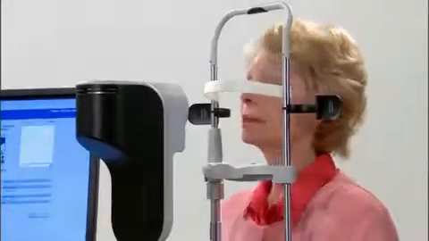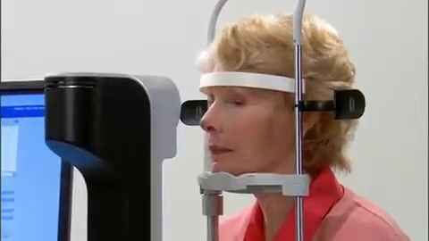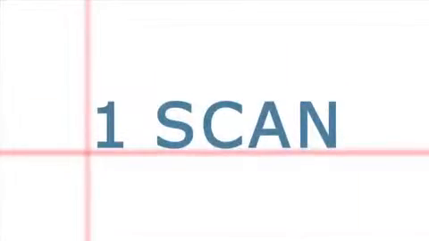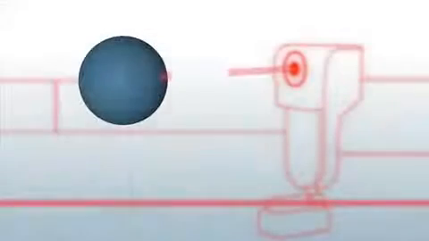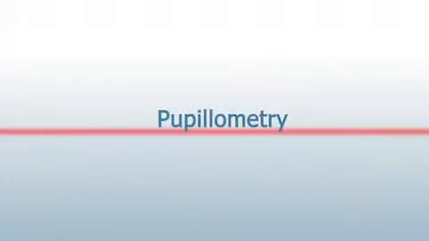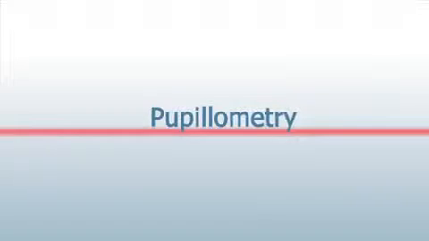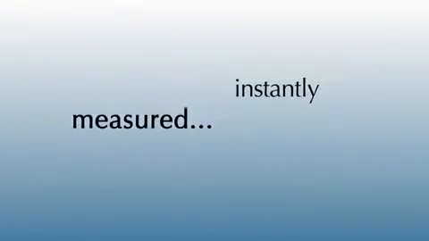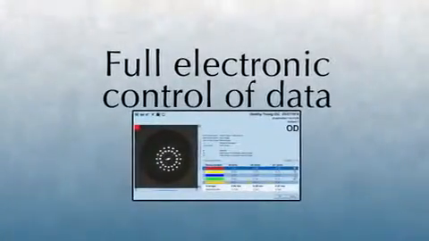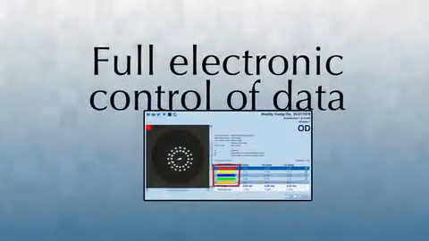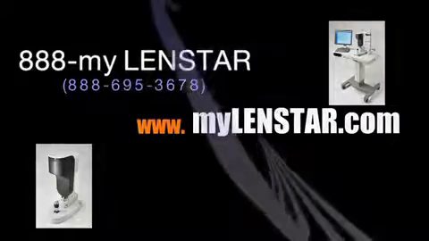Pupillometry is essential for premium IOL selection. LENSTAR offers you expediency with this key measurement conducted instantly and accurately, along with 8 other measurements. This new and very important measurement has never been captured before with optical biometry. It's measured instantly, painlessly, and accurately, giving you full control of the data electronically. If you want no compromises, perfect outcomes with premium IOLs, LENSTAR will give you the edge.